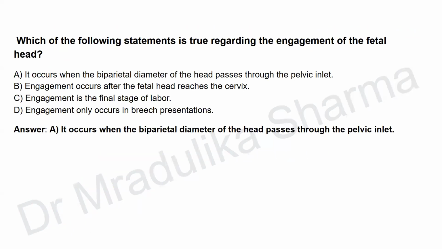Now, which of the following statements is true regarding the engagement of the fetal head? It occurs when the BPD, that is the biparietal diameter of the head, passes through the pelvic inlet. The BPD is the only diameter which engages. This is the transverse diameter. We're not talking about the anteroposterior here. Anteroposterior diameter can be suboccipitobregmatic, suboccipitofrontal, or anything. But the transverse diameter is always the BPD, the biparietal diameter of the fetal head, during the engagement.